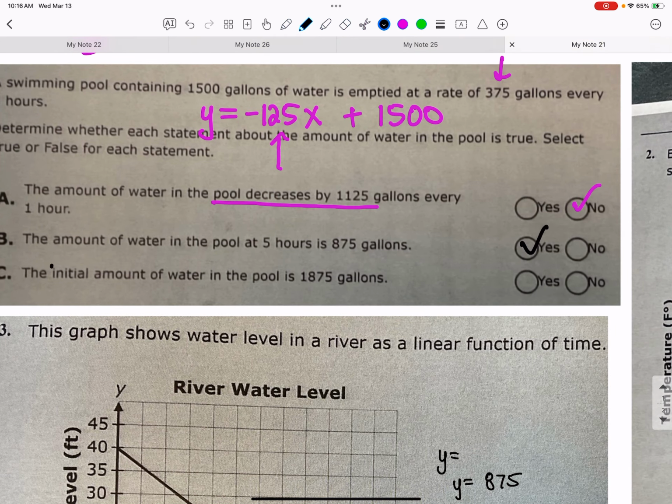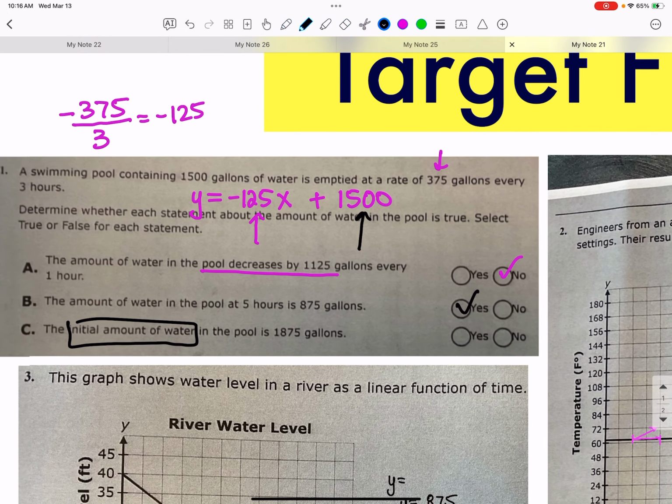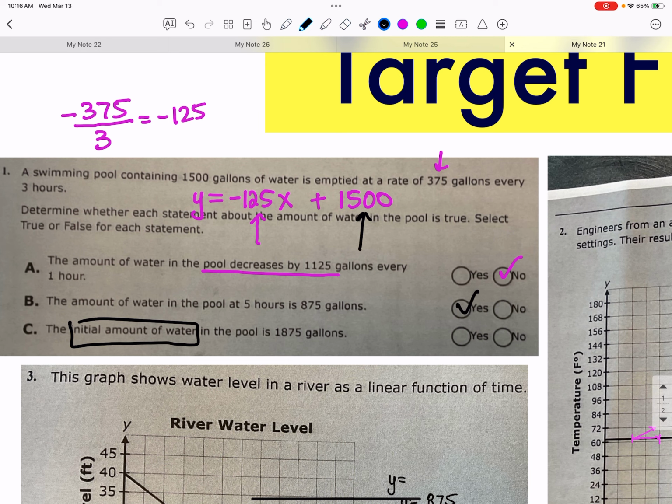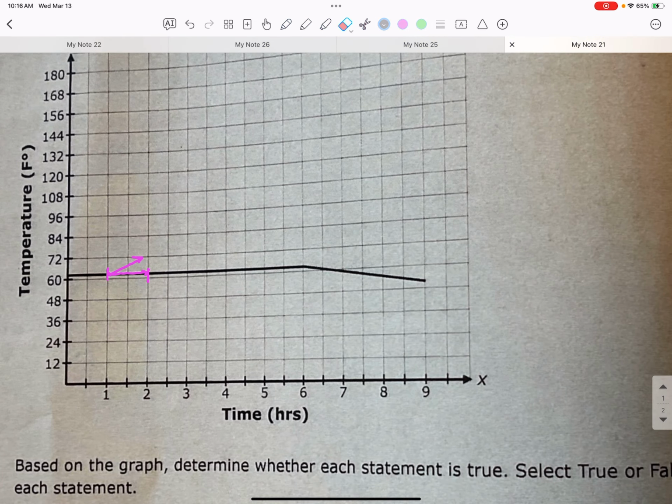All right, the starting amount of water in the pool was 1,875? No, the starting amount of water in the pool was 1,500 gallons. No. All right, number 2. Let's see, I haven't seen these questions yet.